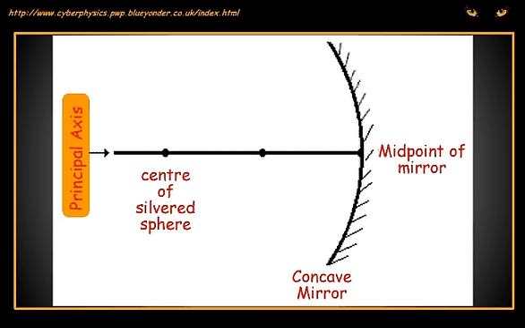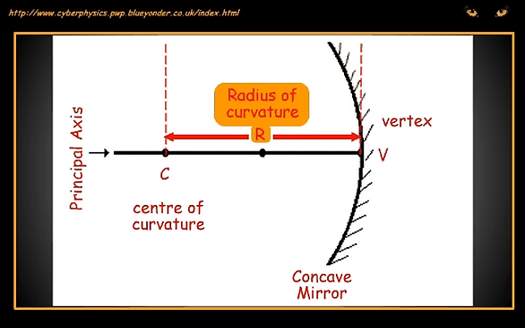The distance from the vertex to the center of curvature is called the radius of curvature, represented by capital R. The radius of curvature is the radius of the sphere from which the mirror was cut.